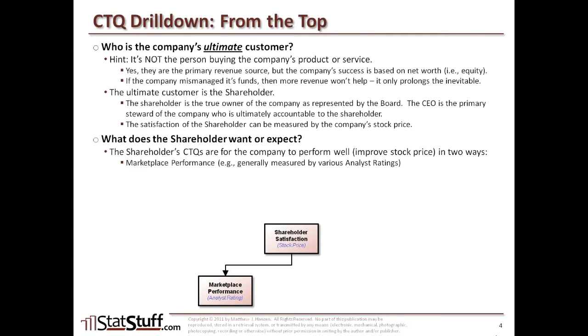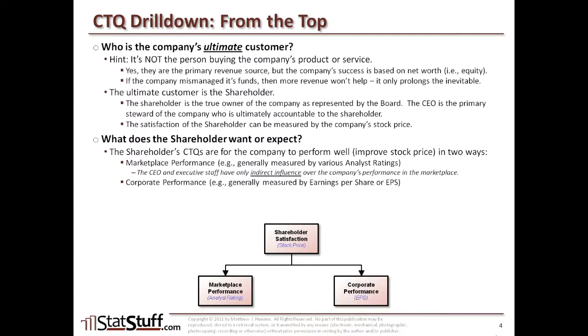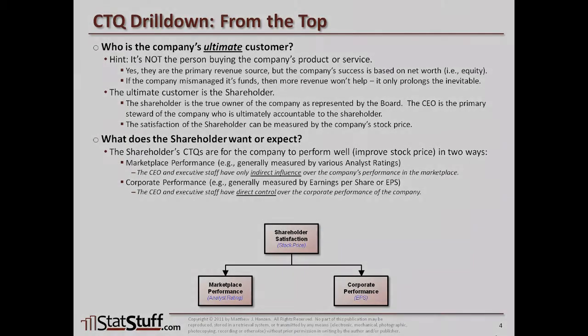Now keep in mind, again, the CEO and executive staff, the board, don't have direct control over the marketplace. They only have an indirect influence over how the company performs in the marketplace. We're going to dig into that a little bit further. And the other area where they want to see the company perform well is in corporate performance. Generally, that might be measured in earnings per share or EPS. Now, this is the area where the CEO and executive staff do have direct control over how the company is performing from a corporate perspective.